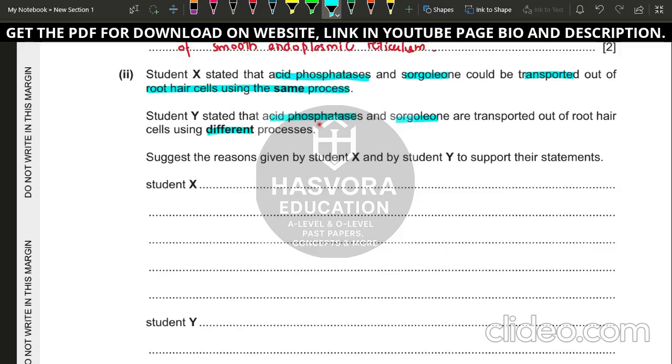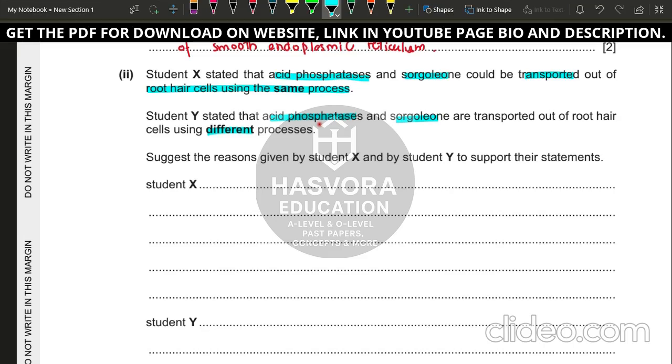Okay, so these are actually two students. They are giving the hypothesis that one is saying that both of the molecules are transported using the same system, and the other one says that it is being transported out of the root hair cells using a different process. Okay, so suggest reasons given by student X and student Y to support their statements. So we have to support both of the cases.